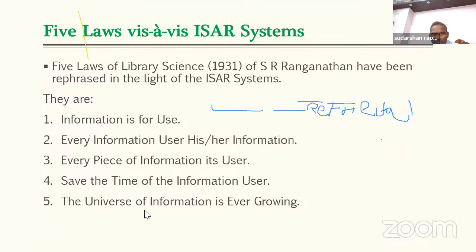The universe of information is ever growing. What you said in the last law, in the fifth law of library science, is that library is a growing organism. Correct? Here it says the universe of information is ever growing. Instead of calling it a growing organism, they said let's not say it's an organism, because an organism is a kind of living entity, isn't it? So now the universe of information is ever growing.